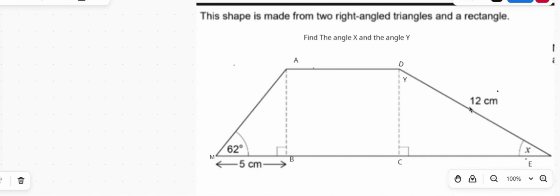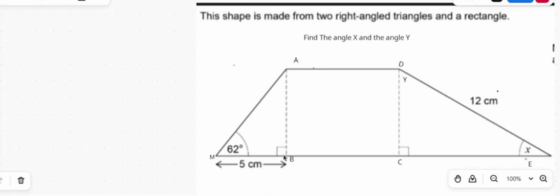So as you see here, there's not enough information to find these two angles, so we have to use this triangle shape and the rectangle shape in order to have more information to find the two angles X and Y.